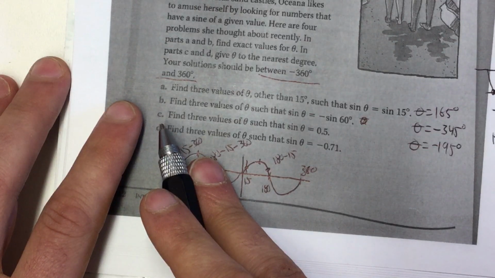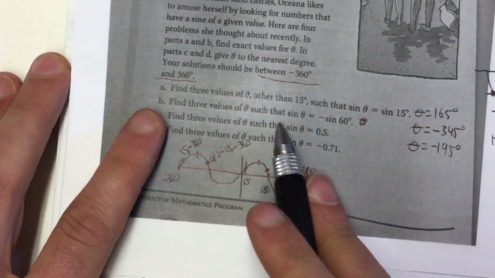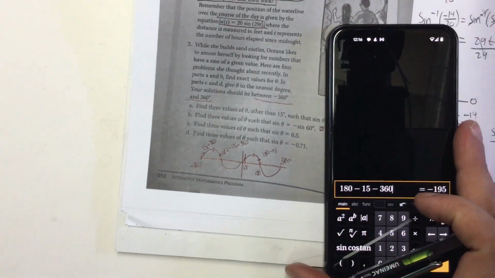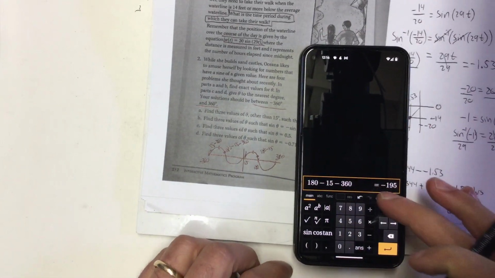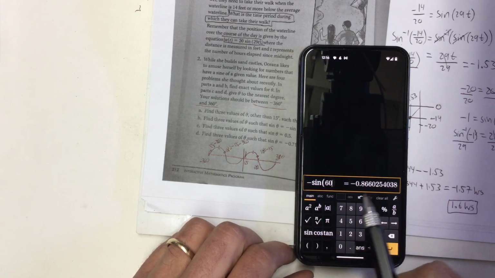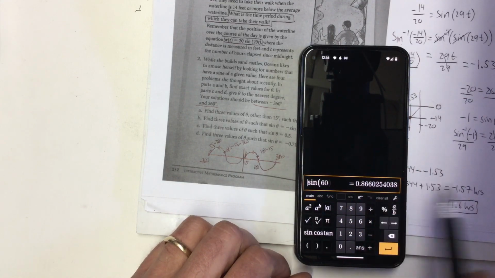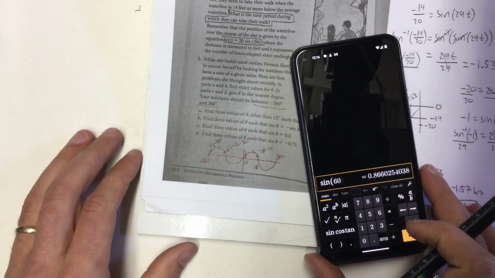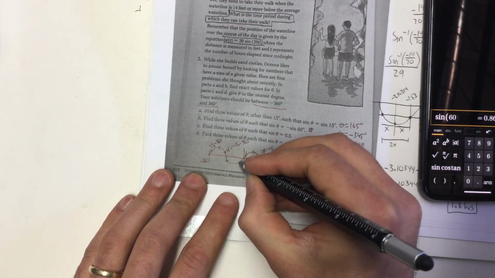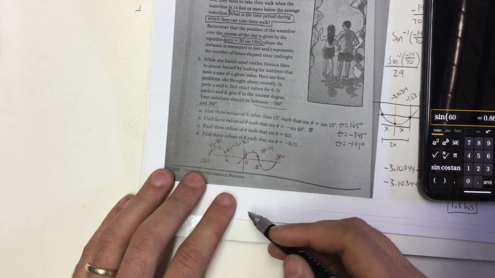The next one says find three values of theta such that the sine of theta equals the negative sine of 60 degrees. What is the negative sine of 60? It's negative 0.866. And the positive sine of 60 is just positive 0.866. So in that case, you might find 1, 2, 3, 4 spaces like that, in the same way we just did.